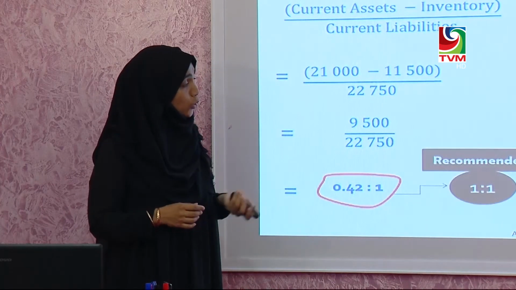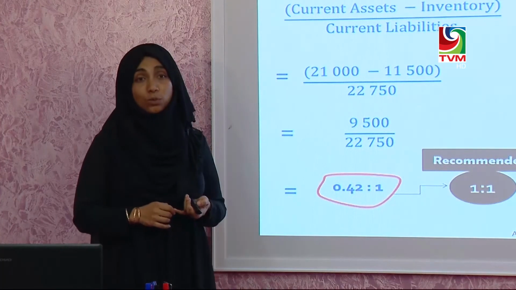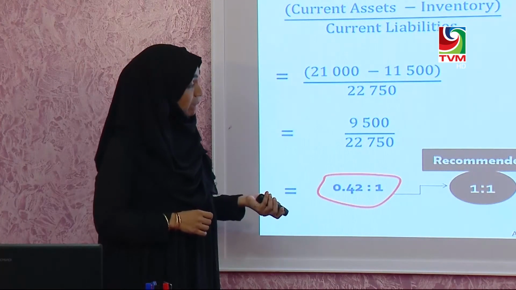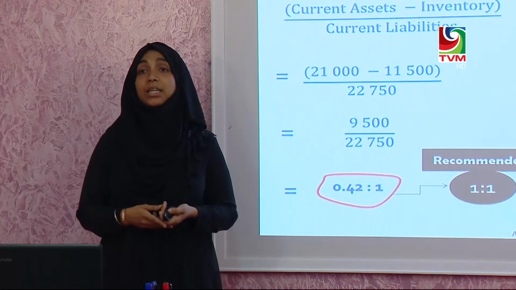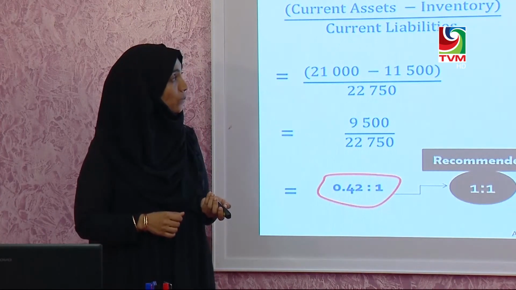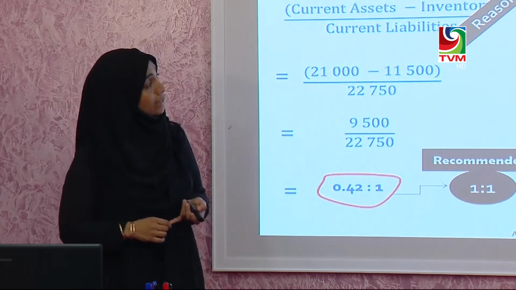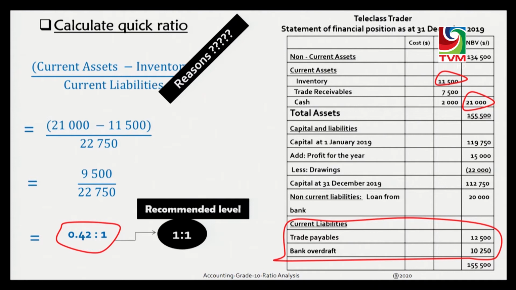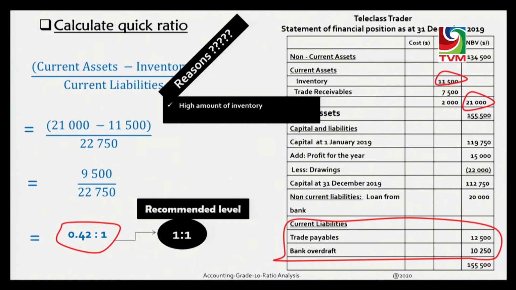So this ratio is also below the recommended level of 1:1. Again, the business faced difficulty in paying their immediate debts. So reasons might be the same as I explained before in calculating current ratio. Other than that, we can include that this might be due to a high amount of inventory. But here also, if you are asked to write the reason, you can write this might be due to bank overdraft, or maybe they have spent more money on purchasing non-current assets.